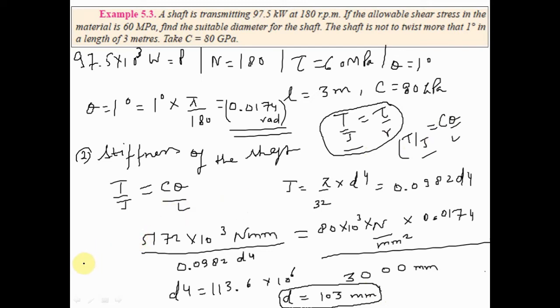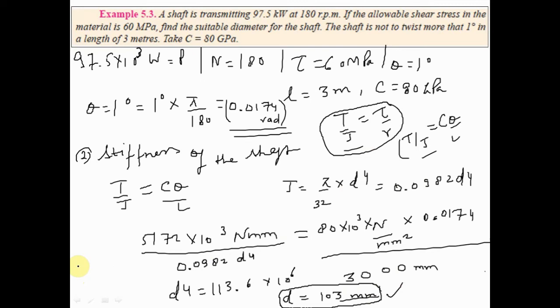So we will be taking the maximum diameter out of the two, because if we take the lower one, then the shaft will fail based on the stiffness criteria or the angle of twist criteria, because here we need at least 103 mm. If we take 103 mm, then it will work for stiffness as well as for the first criteria based on the strength of the shaft. So basically you have to take the maximum out of the two. Answer will be 103 mm, and you can write a statement as well.